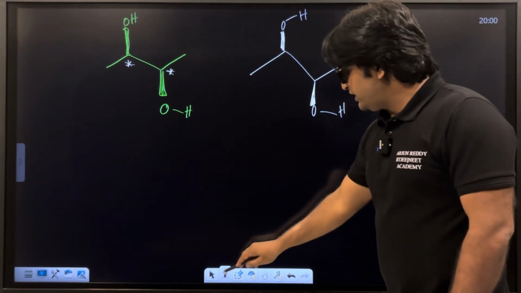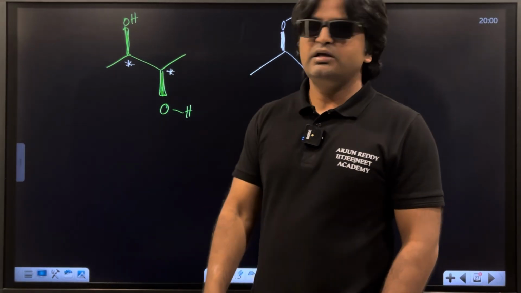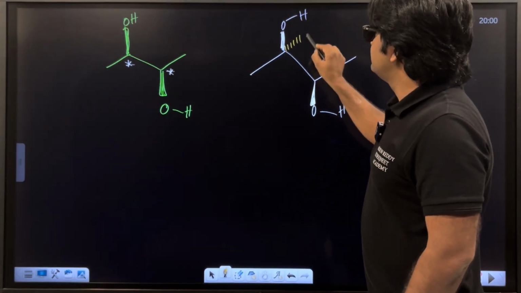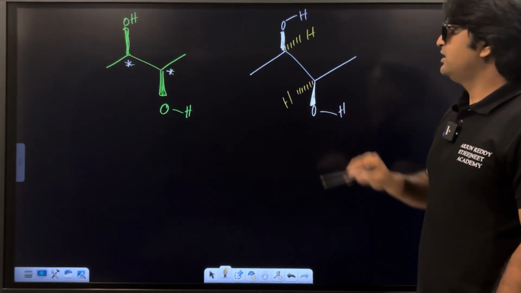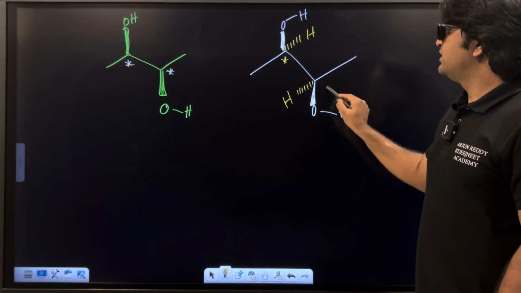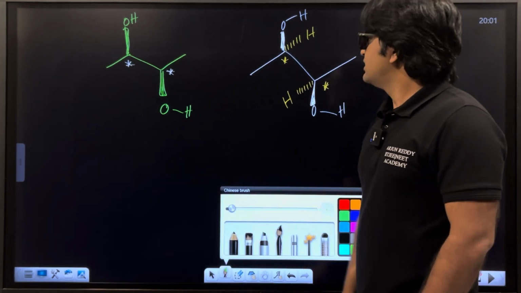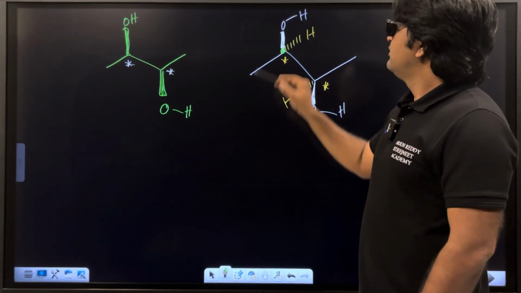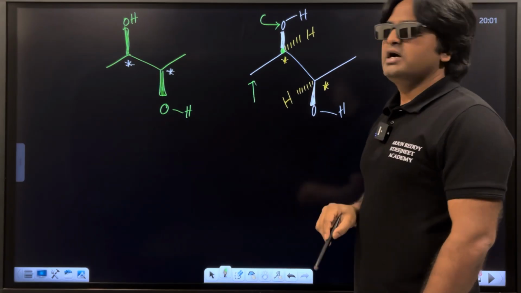By default, even though they are not given, what is the fourth priority here? By default, the fourth priority should be hydrogen. Next one here also, what is the fourth priority? Hydrogen. Okay, right. Now these are the asymmetric centers. Now how to assign RS configuration? First you start from this carbon atom. What is the first connectivity? Oxygen. Next one here, carbon.